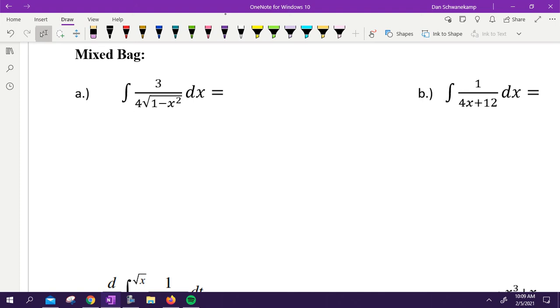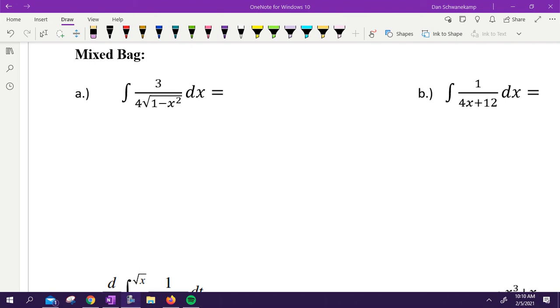On letter A, is it a U sub problem? No, because if you picked the U, it would be this. The derivative of that would have an X in it and nothing would cancel. So not a U sub. Does it look like arcsine or arctangent? Do it. Here we go.